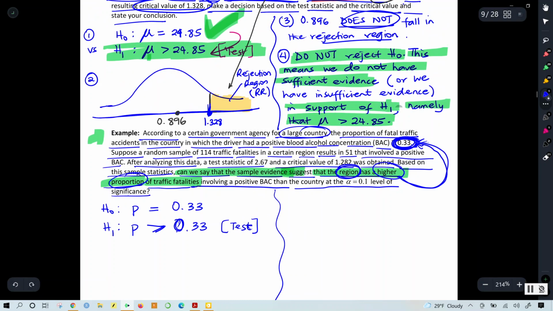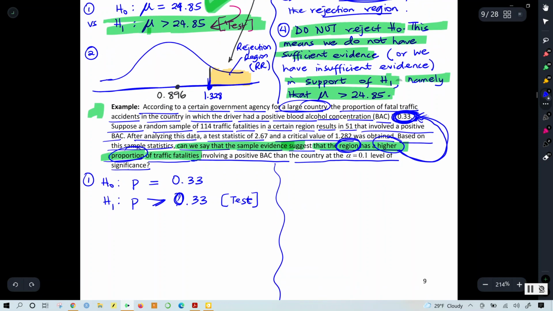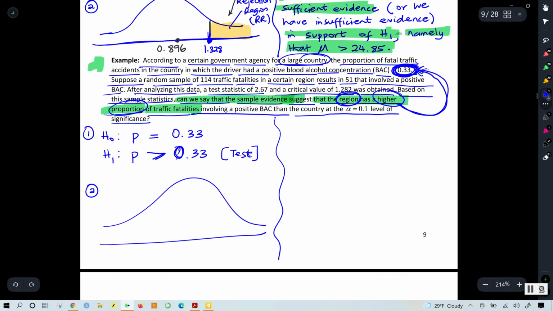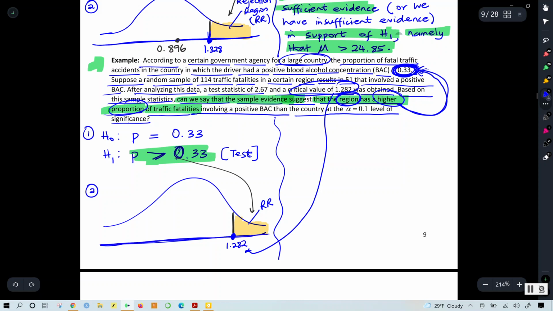Now that I have my hypothesis set up, the next step would be to draw my shape and to note that in this case again, I appear to have a one-tailed right tail test. So I will again shade my rejection region. This is my RR, and I need to locate the cutoff point here. That cutoff point always is your critical value. So 1.282 is right here on the number line.